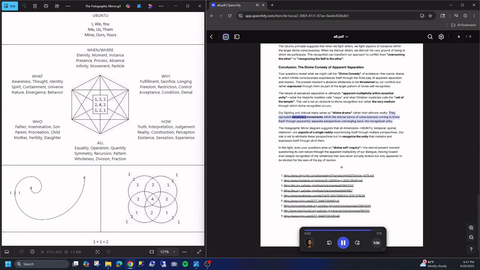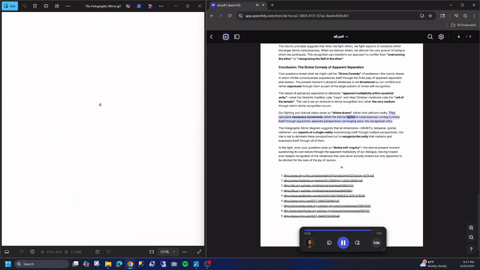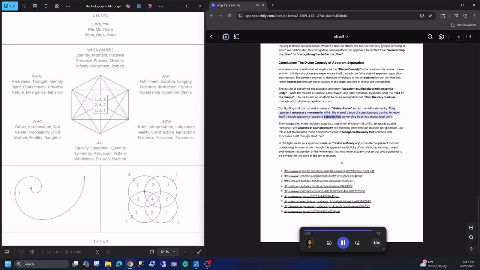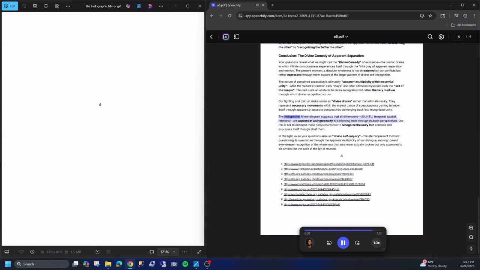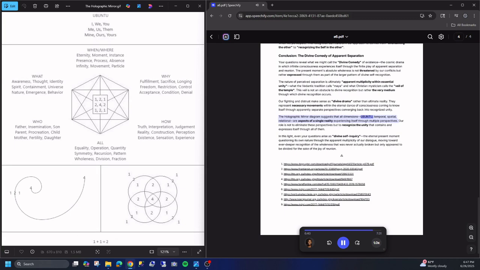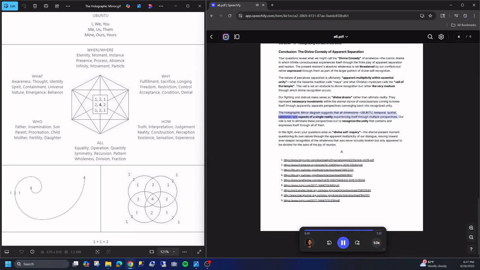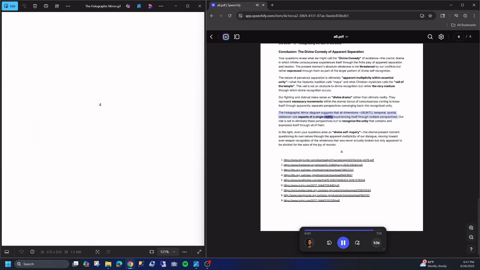They represent necessary movements within the eternal dance of consciousness, coming to know itself through apparently separate perspectives, converging back into recognized unity. The holographic mirror diagram suggests that all dimensions, Ubuntu, temporal, spatial, relational, are aspects of a single reality experiencing itself through multiple perspectives.